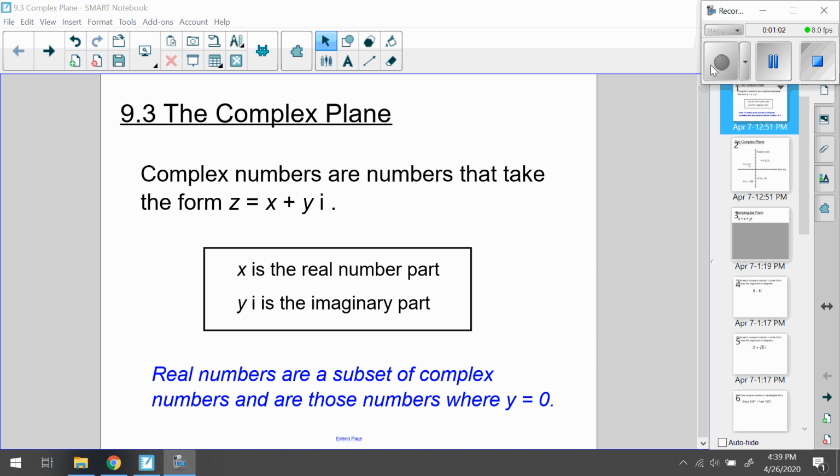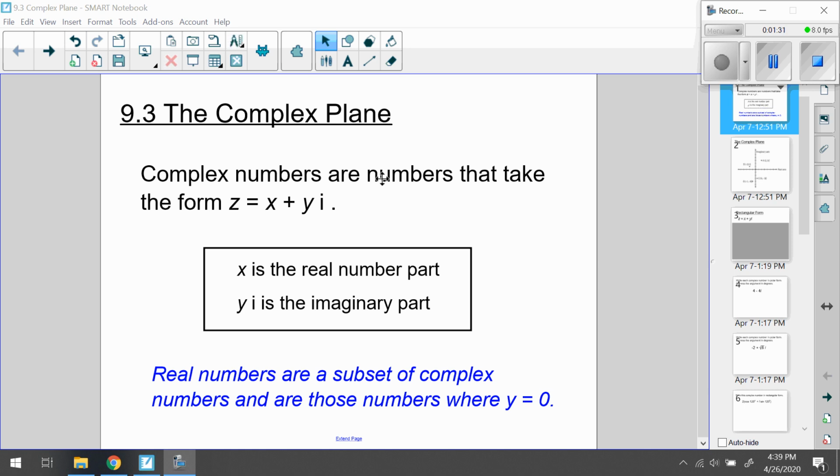Complex numbers actually include real numbers and imaginary numbers. Complex numbers are those that take the form z equals x plus yi. Some textbooks or sources might use a and b instead of x and y, but our textbook uses x and y, so I'm going to go with that. x is the real number part, and y is the imaginary part. You'll see how the y here has an i attached to it.